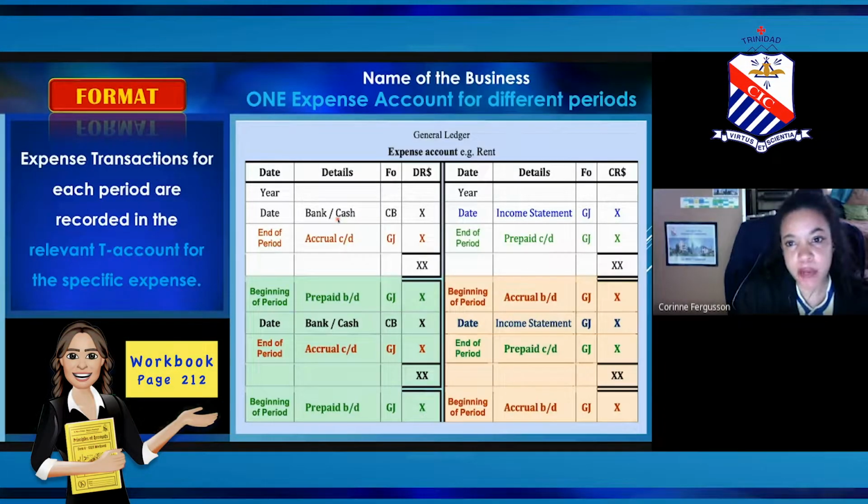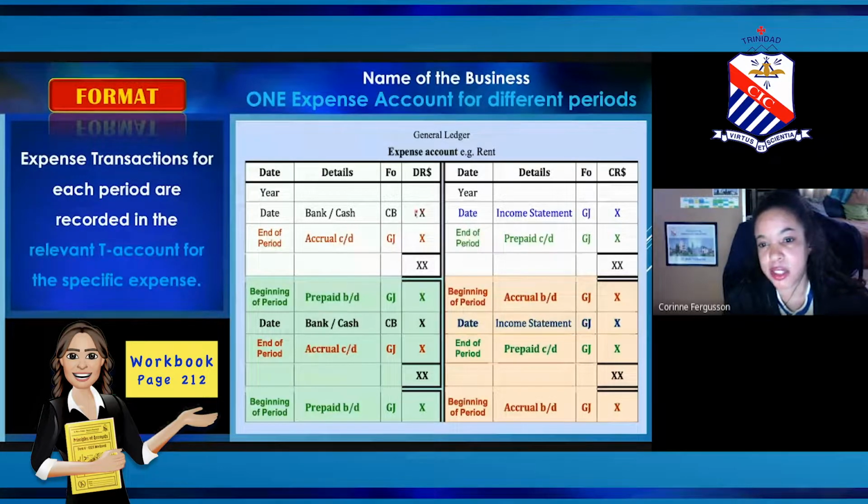Explanation: every time you pay the particular expense account, for example, let's assume this is your rent expense. Every time you pay this rent account, it goes on the debit side of your rent account. So if you paid by check, your detail would be bank, and you would put how much you paid in terms of rent. If it is cash, your detail will be cash, and you would put how much you paid in terms of the rent.